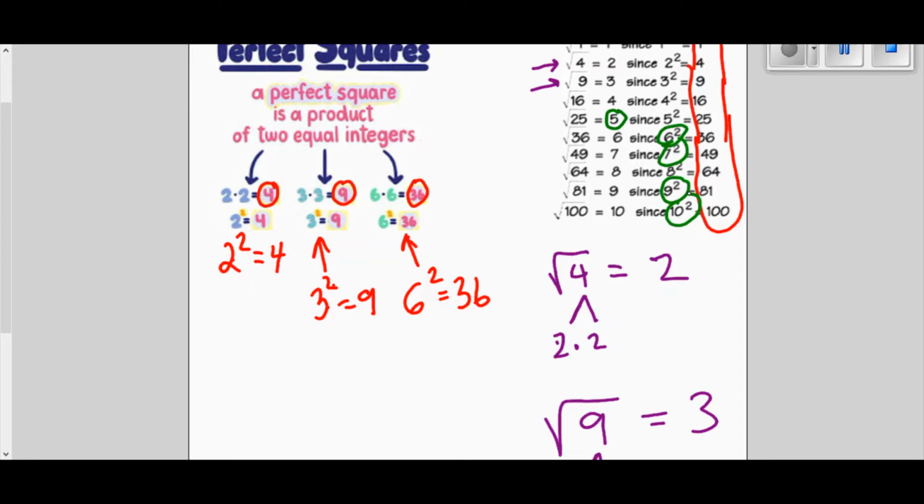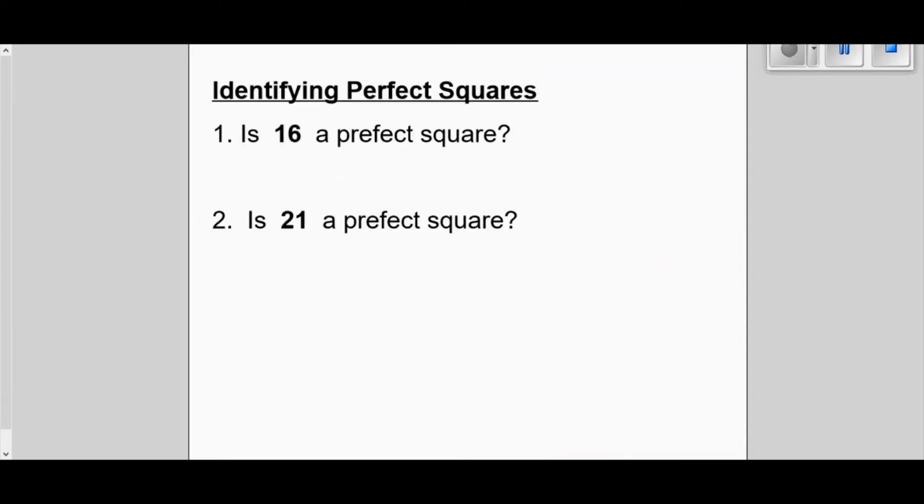When you're taking a square root, you're just seeing what number multiplies by itself to get that number that's underneath the square root. So let's practice identifying. Is 16 a perfect square? So in other words, could I break 16 up as some number times itself?